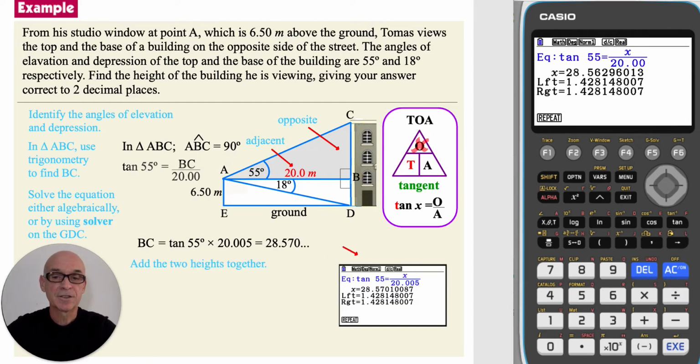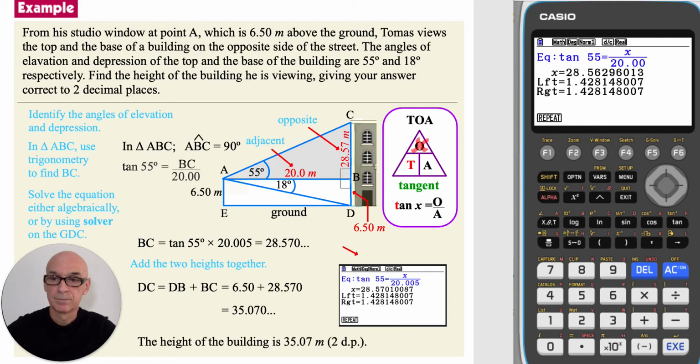To find the height of the building, we need to add the two heights together. So that's DB and BC, as shown. So the height of the building is 35.07 meters, correct to 2 decimal places.